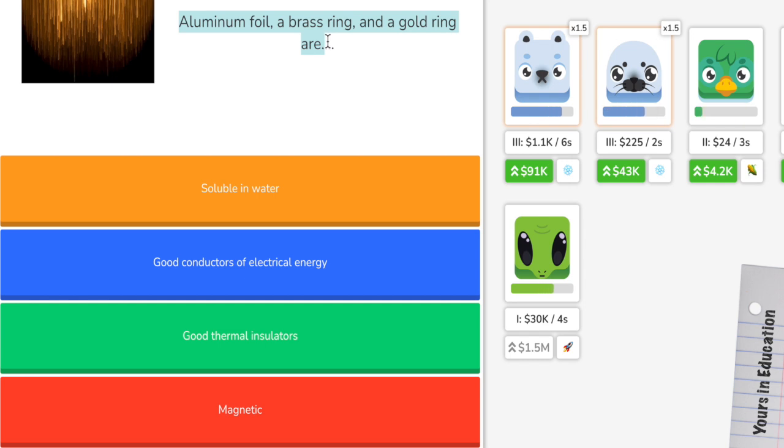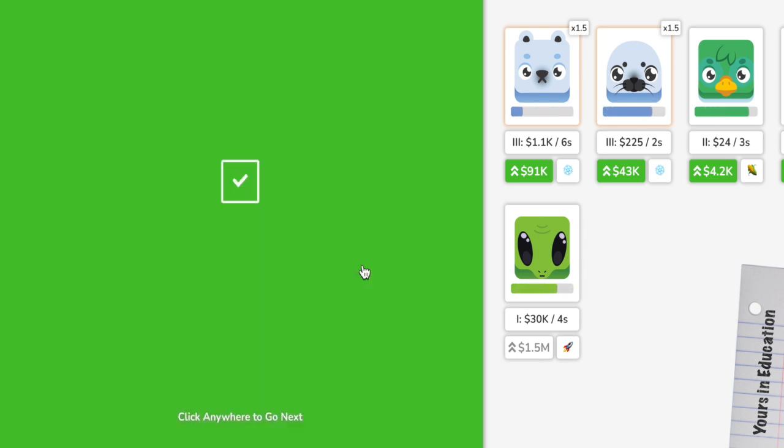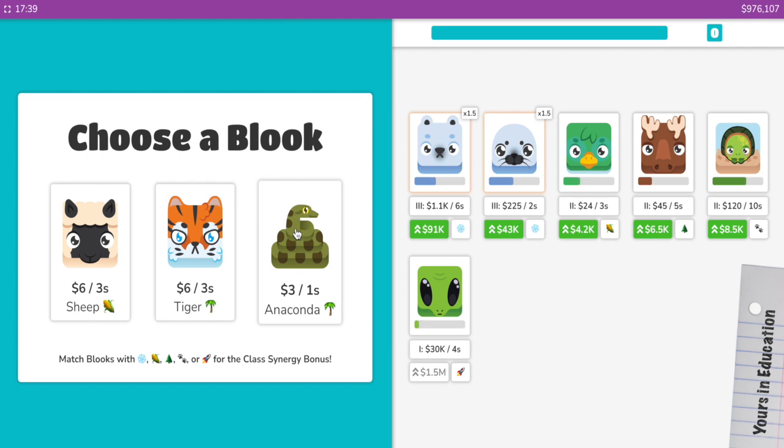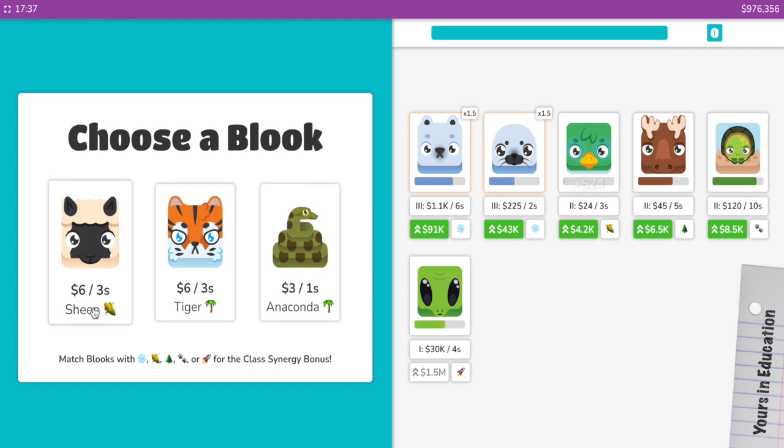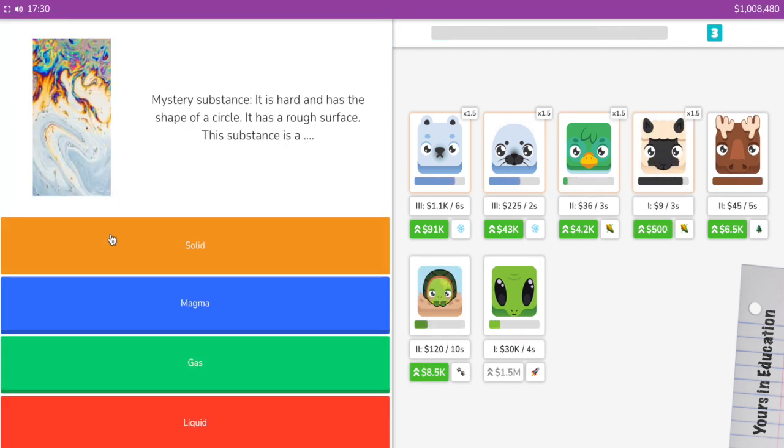A brass ring and a gold ring are soluble in water. No, they're good conductors. I should have seen this question before. Duh. Okay, what do I want? I match blues with this for the class synergy bonus. I have no idea what it means. Okay. Did I lose money? No, I made more money.